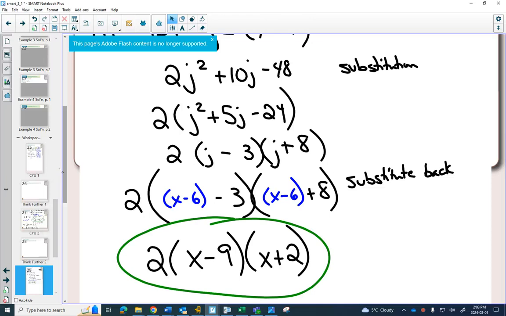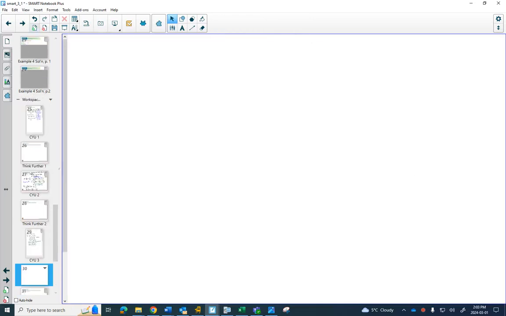Okay, because we are now going to do, here I'll start a new page. Part C, I'll rewrite it out. 2x plus 5 squared.